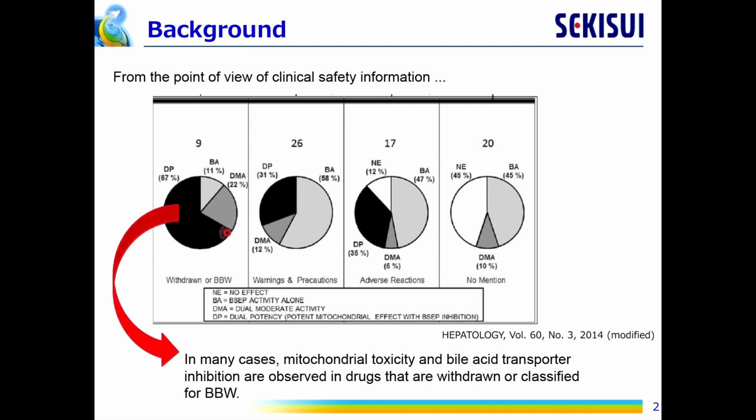The black shade is strong BSEP inhibition and mitochondrial toxicity. Dark gray is moderate BSEP inhibition and mitochondrial toxicity. Light gray is only BSEP inhibition, and white is neither. All of 9 drugs in the left pie chart have BSEP inhibition and or mitochondrial toxicity. As you can see, there is strong correlation between severity risk and the combination of BSEP inhibition and mitochondrial toxicity. These 2 studies can be an important part of drug safety program to predict DILI risk.